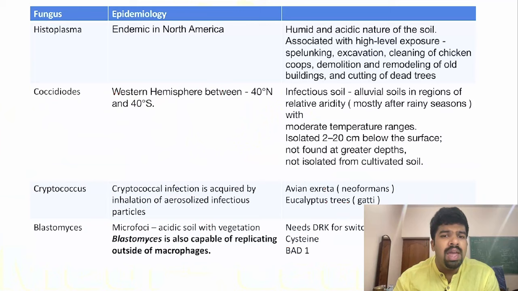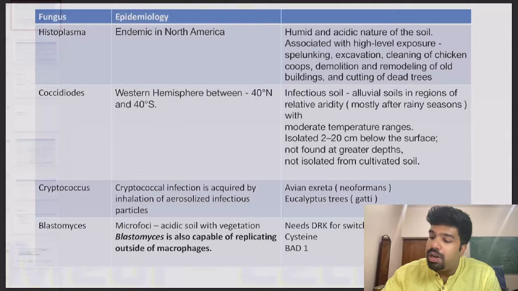Now we are coming to certain epidemiological features, which I'm going to summarize before I go into individual fungi later on. For example, what is the epidemiology of these organisms, which are mostly endemic in nature? Histoplasma is seen in North America. They're endemic to North America, except Histoplasma duboisii.